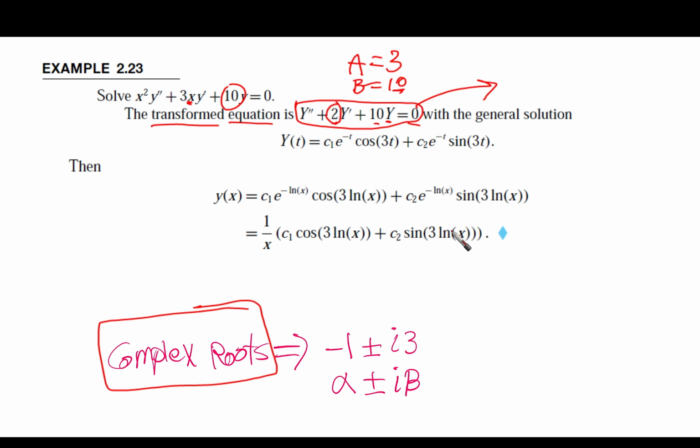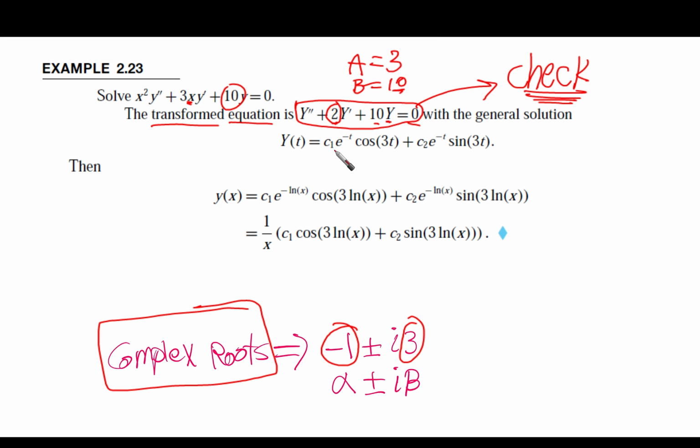The characteristic equation will give complex roots with minus 1 and 3 for alpha and beta. So you can check this by yourself. Whenever there is something, please check it by yourself and do it as an exercise to check that the results are okay. And if there is anything, just let me know.